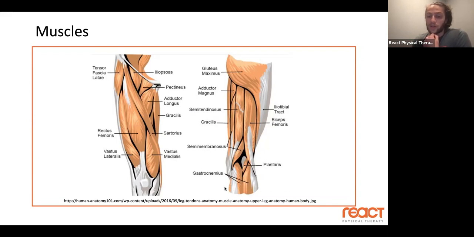Not only does it help you stand on your tippy toes, but it also helps with a little bit of a knee flexion, or knee bending, moment. It's not as strong as your hamstrings, but it's important to note that it does play along with them.